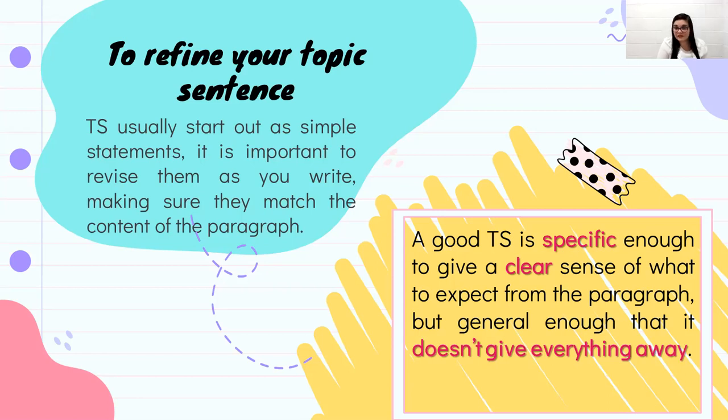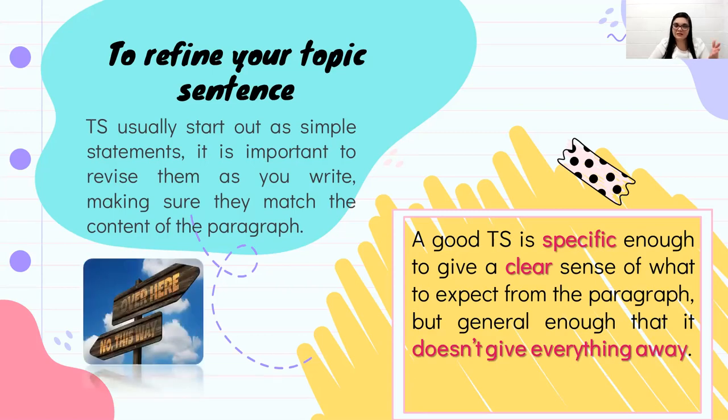A good topic sentence is specific enough to give a clear sense of what to expect in the paragraph, but it is general enough that it doesn't give everything away. As I have told you, it doesn't have to be too predictable or too dull that the reader will probably just have a first impression and not have the desire to continue reading. It has to be clear and specific, but it should never be more specific than the rest of the sentences in the paragraph.